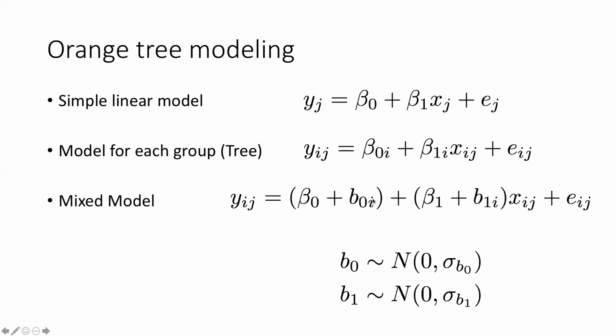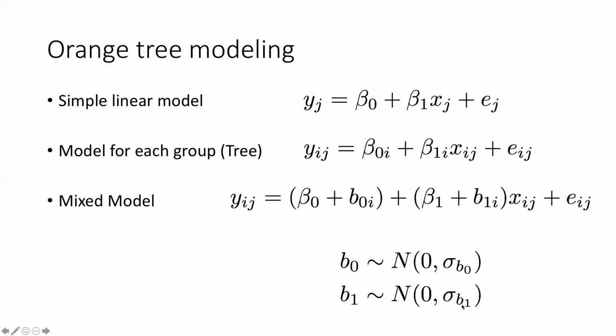Now the difference here is that we can model these the same way that we model errors. So we would say that the effect on the intercept is a random effect that is normally distributed with mean 0 and some standard deviation. And b1, which depends on tree, again a random effect that depends on the tree, can have a normal distribution with 0 mean and some standard deviation.